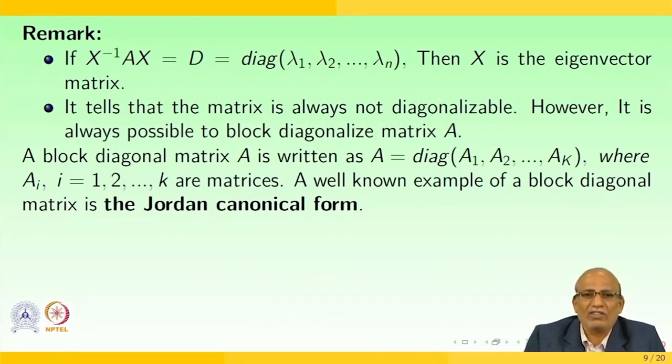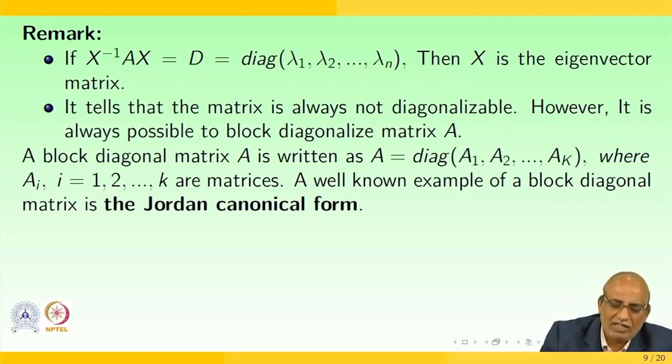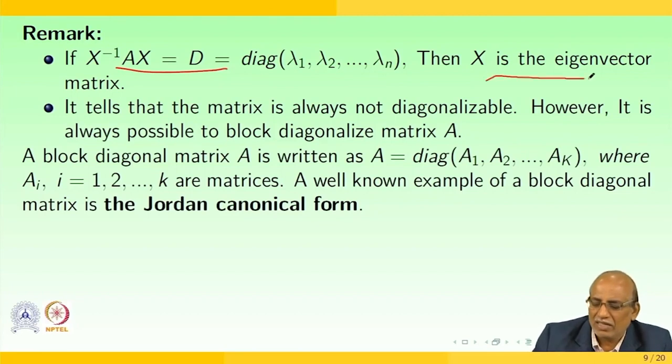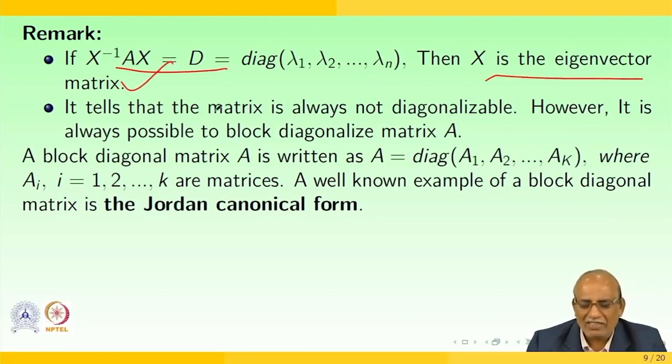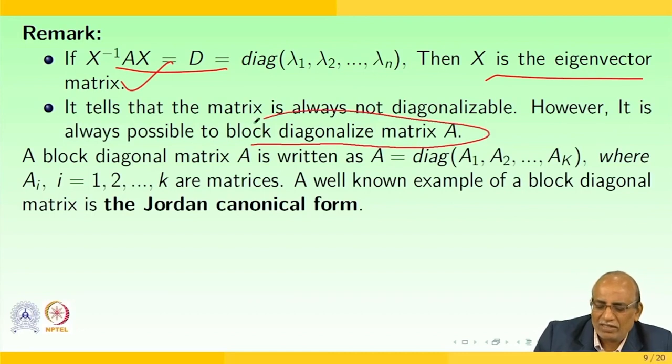So, before going to that, let us have a remark over here. If X inverse AX is equal to D, that is diagonal of lambda 1, lambda 2, lambda 3, up to lambda n, then X is the eigenvector matrix of A. It tells us that the matrix is not always diagonalizable. However, it is always possible to block diagonalize matrix A.